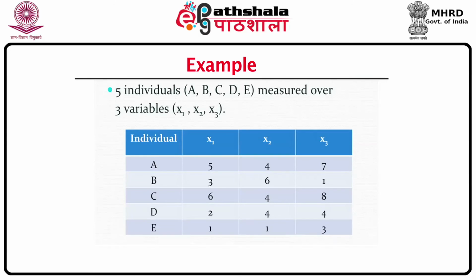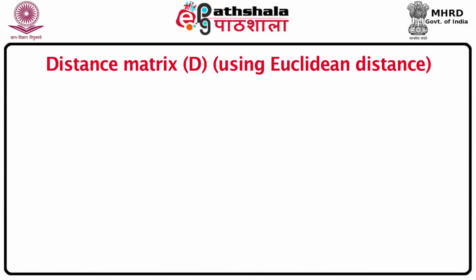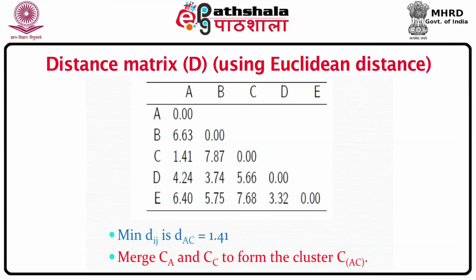And this is the table given for this. So A has x1 equal to 5, x2 equal to 4, x3 equal to 7. Similarly for B, C, D and E. Now first of all we need to decide on the type of distance we are going to use. In this case, suppose we use the Euclidean distance. So we find out the Euclidean distance between each of these individuals.